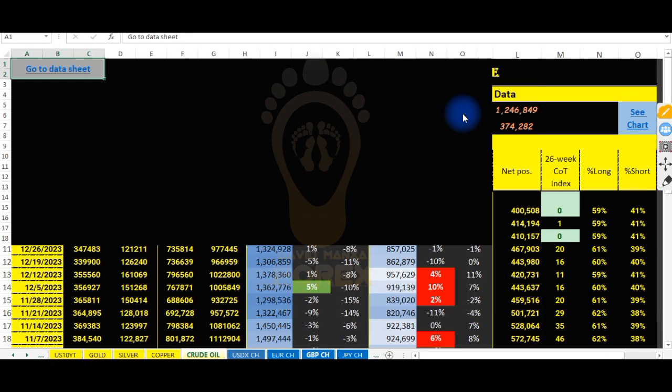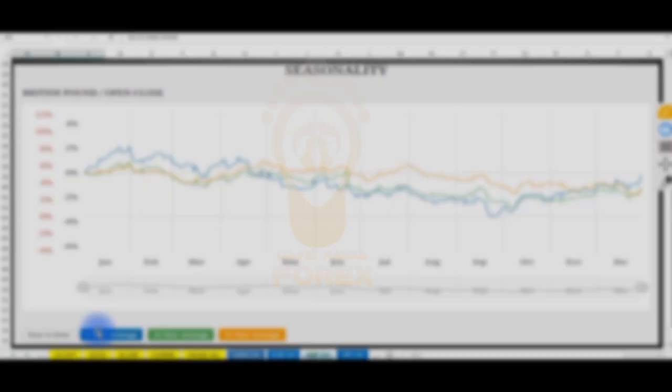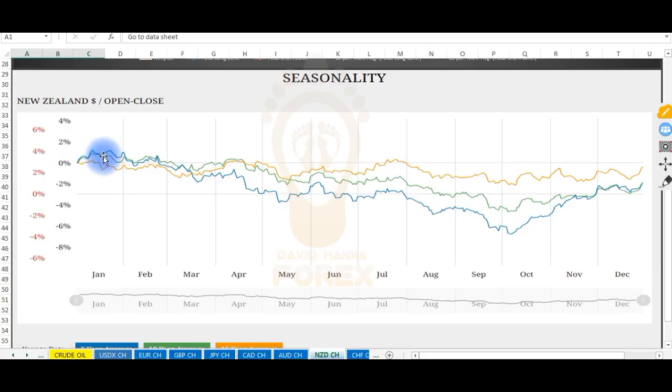Now, right here on GBP, we see that in the month of January, it's expected that the pound should move upwards. Seasonality simply is looking at historical trend patterns and trying to use that to forecast what the trend of a particular instrument will most likely be at certain times of the year. So based on the historical trend pattern of the pound, we're expecting to see bullish prices in the month of January. On the other hand, it was expected that the New Zealand dollar should move sideways.